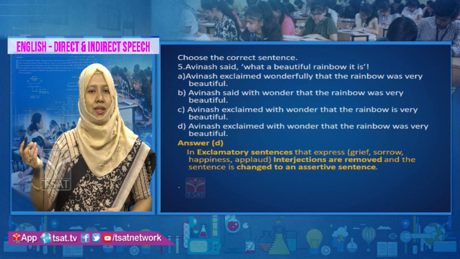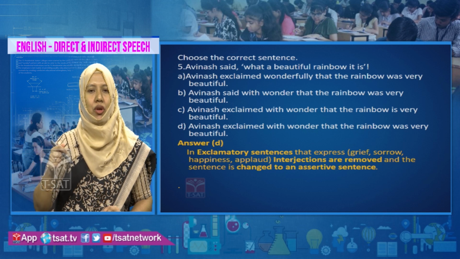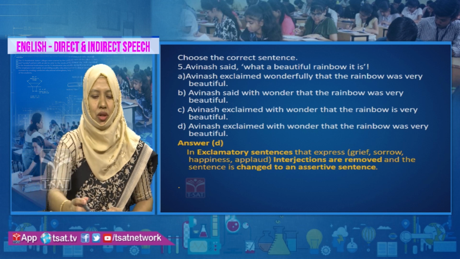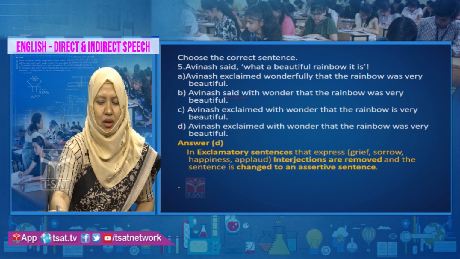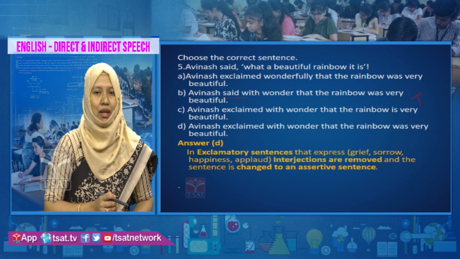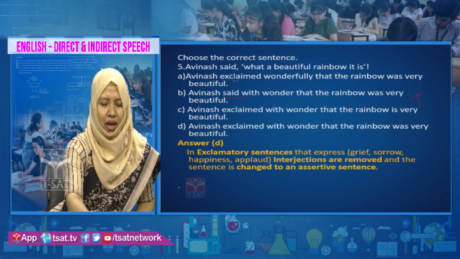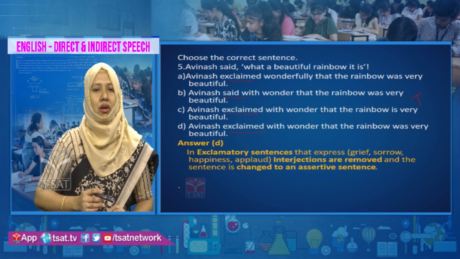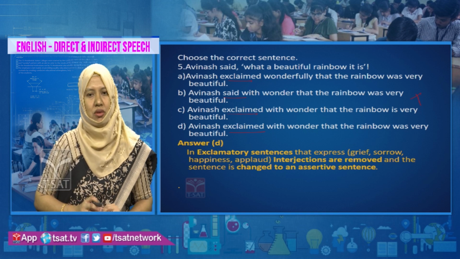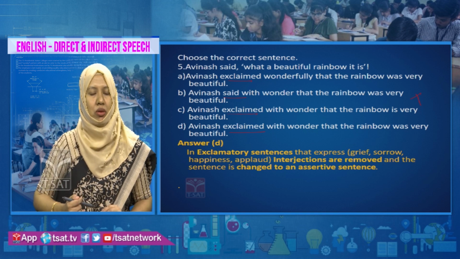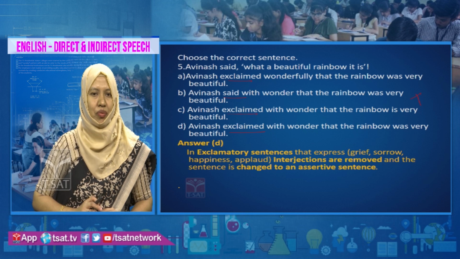So, because it is an exclamatory sentence, you have to use the reporting verb as exclaimed. So, here said is there in option B, which is the wrong option. This is eliminated. Now, in A, C and D you have correct reporting verbs. So, let us look at the 3 options and see which is correct.